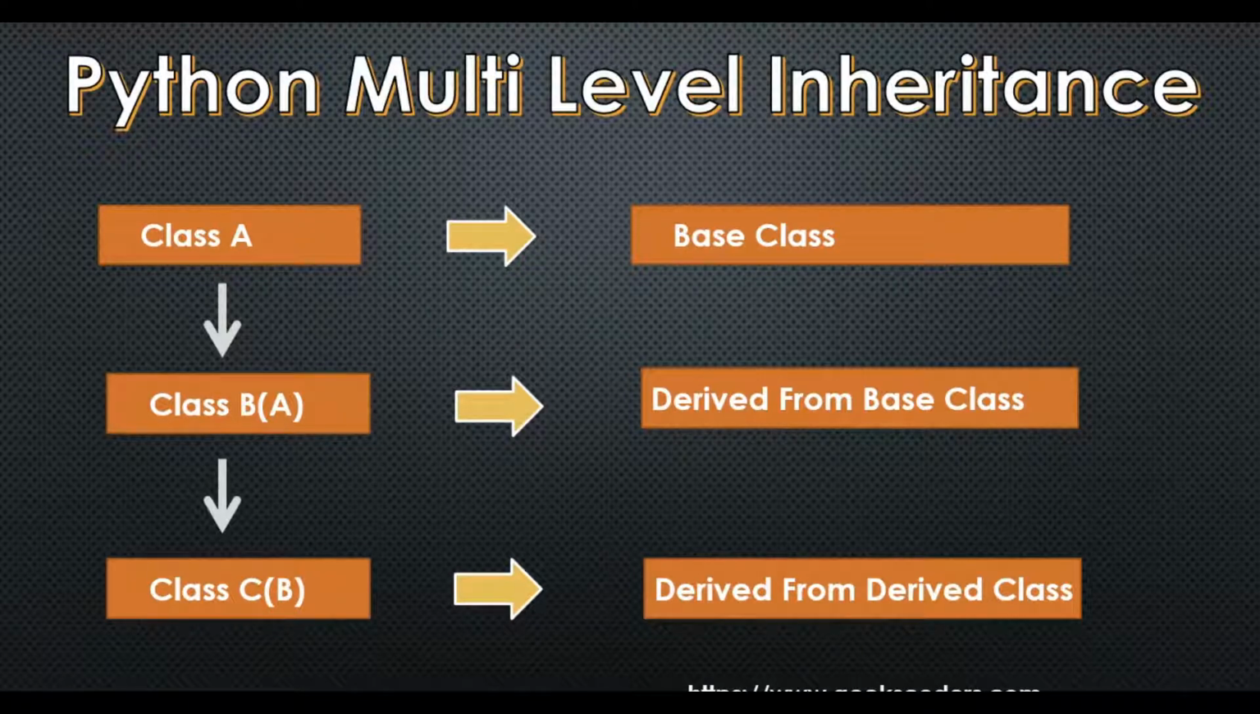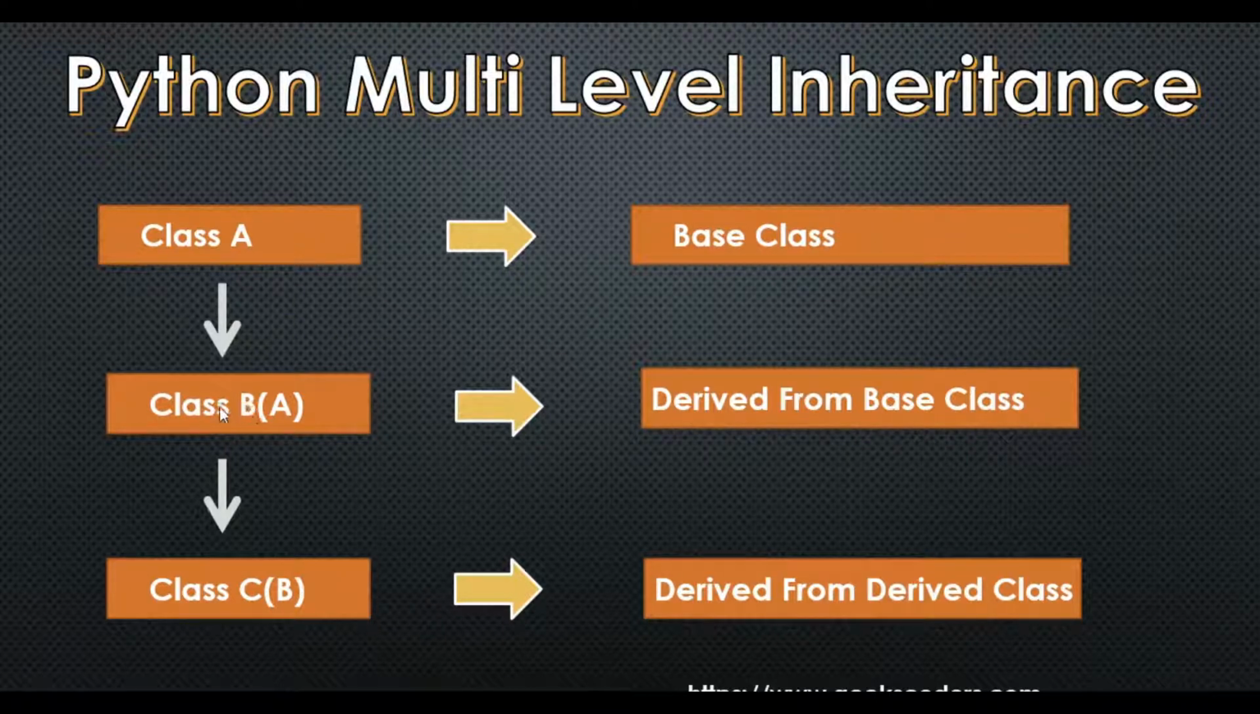In object-oriented programming, when you inherit a derived class from another derived class, this is called multi-level inheritance, and it can be done at any depth. For example, in here you can see we have three classes: class A, class B, and class C. Class A is our base class, our parent class.